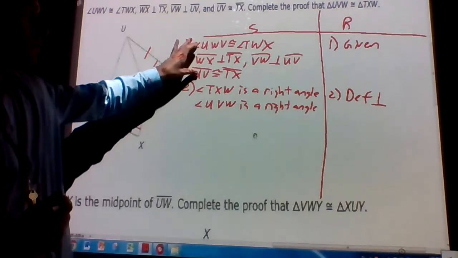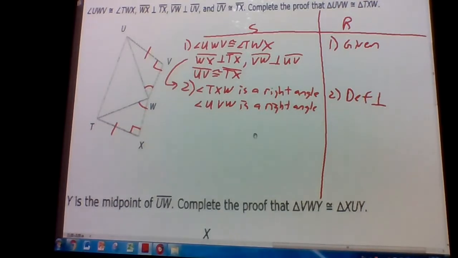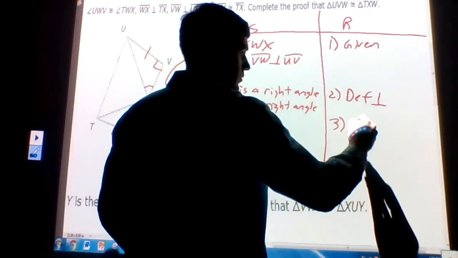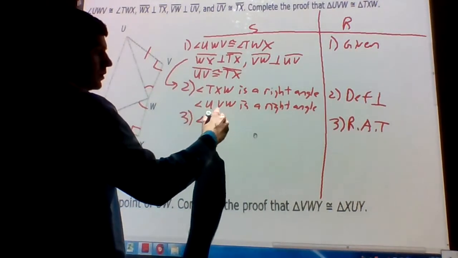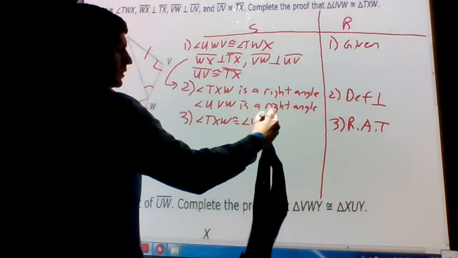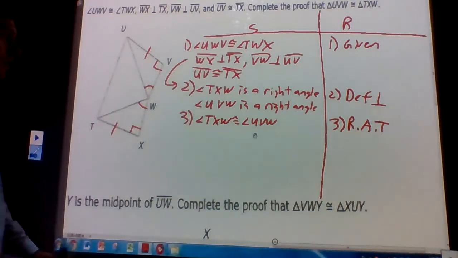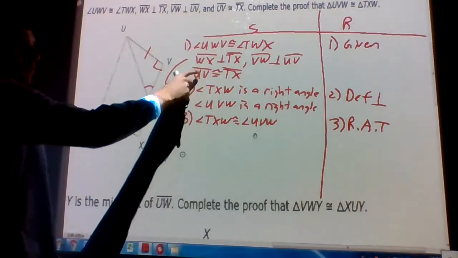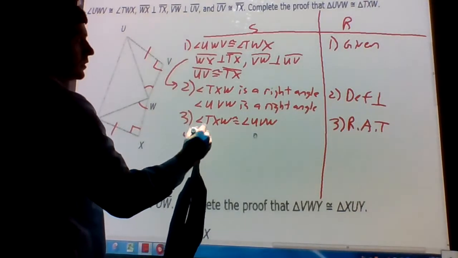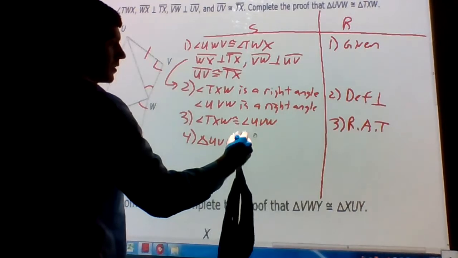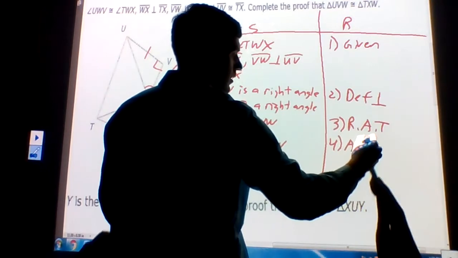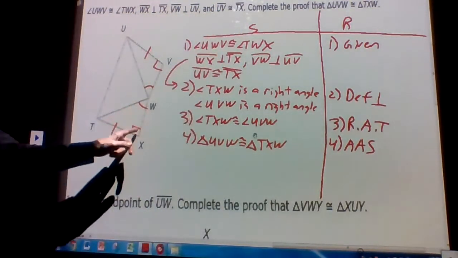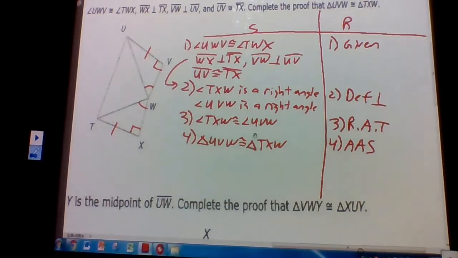Now, we still only have two congruent statements. We need a third. We can't use the third angle theorem. We can use the right angle theorem, though, which tells us all right angles are congruent. So we can say angle TXW is congruent to angle UVW because they're both right angles. We now have two pair of angles that are congruent, one pair of sides. So we can conclude that the triangles are congruent by angle, angle, side. The side's not included, so it's angle, angle, side.